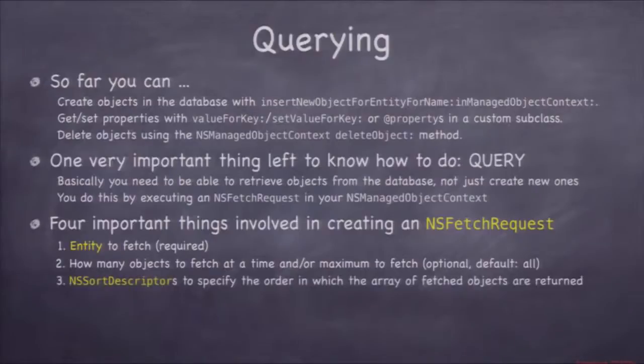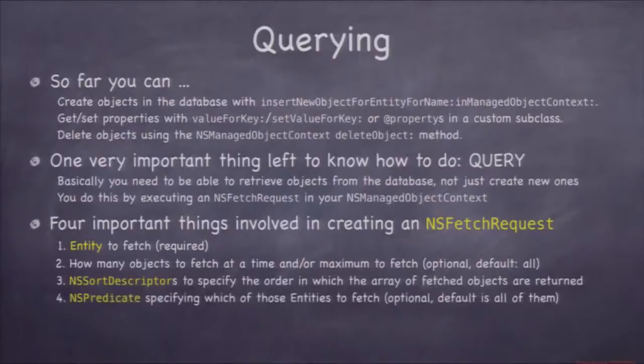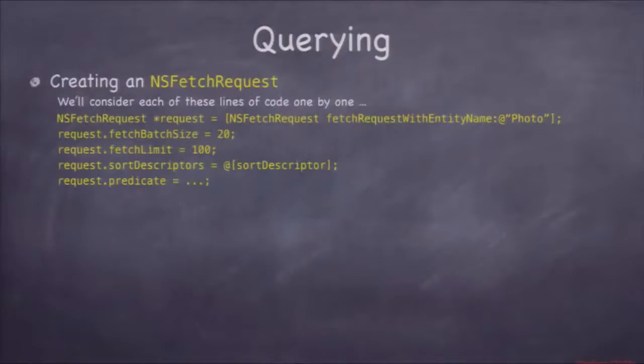Sort descriptors, which we're going to talk about, are how to sort the results, because the results are an array, not a set. The array means it's ordered, so you've got to specify what order to give those objects back in. And then, most importantly, the predicate. The predicate says which of those entities you want. Which photos, which photographers. Okay, so let's look at these 4 things.